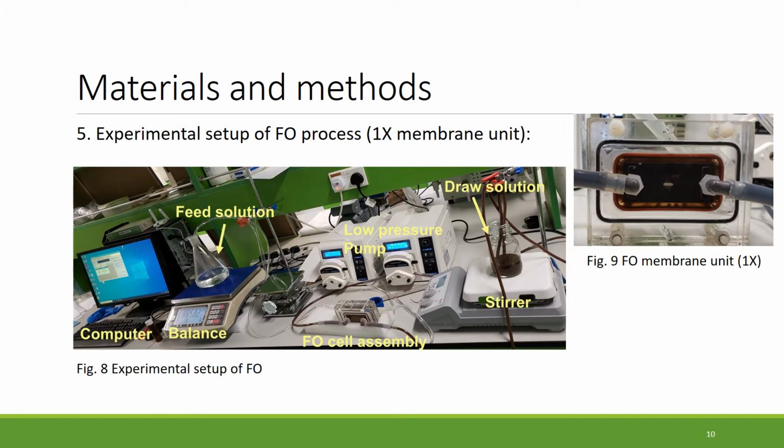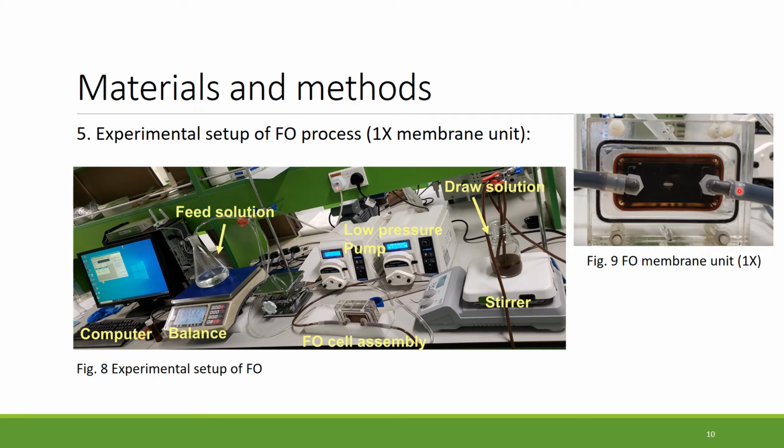So here is the setup. As I mentioned, a low pressure pump was used rather than high pressure. And then this is the FO unit. One side is the draw solution, this is the magnetic nanoparticle, and the other side will be the feed solution, for example, fresh water, because the osmotic pressure is significantly higher, right? While the change of the volume or the weight is automatically recorded by using the computer. This is the balance. That means after 30 minutes, how much water can be extracted from the feed solution side to the draw solution side.